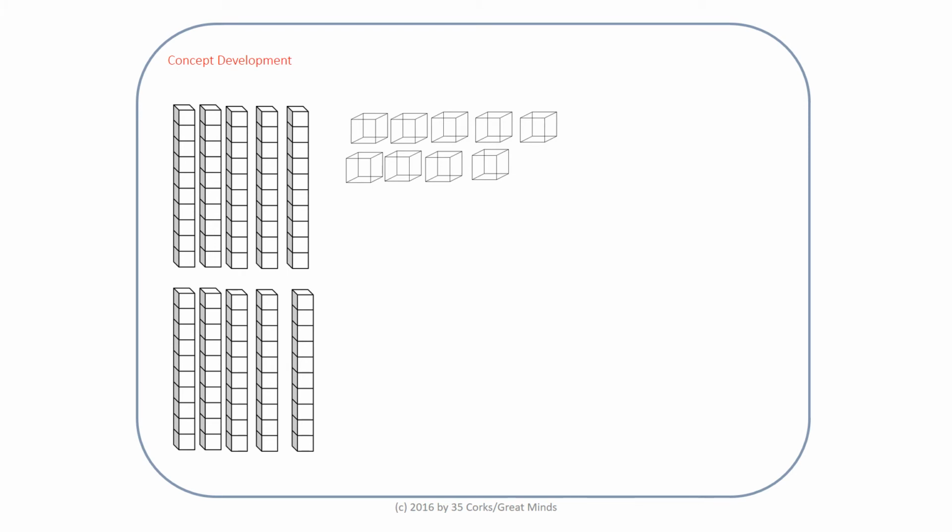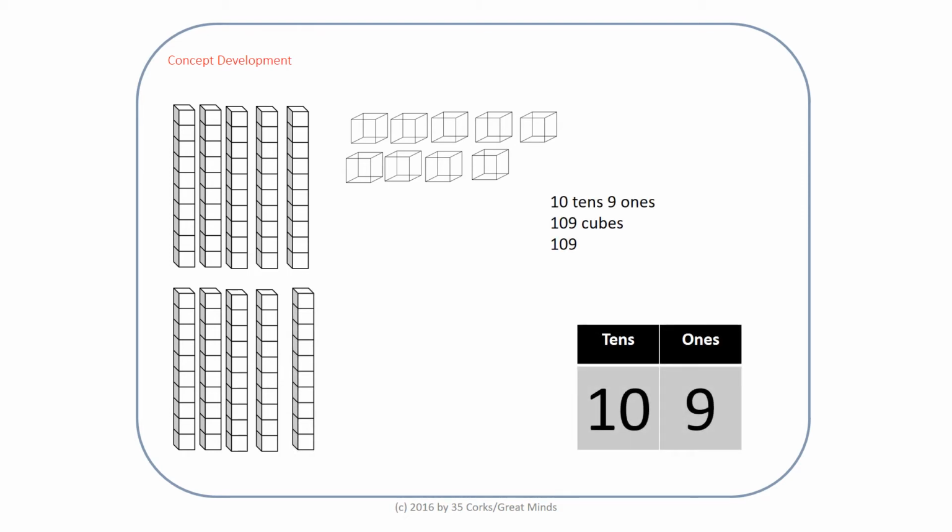You should know quickly, how many 10s do you see? 10 10s. And how many 1s? 9 1s. How many cubes do you see? Well, that would be 109. 109 cubes. How many 1s would that be? It would be 109. So we have 10 10s we see, 9 1s we can see, which would be 109 cubes, or just 109. And you can see in our place value chart we have 109.